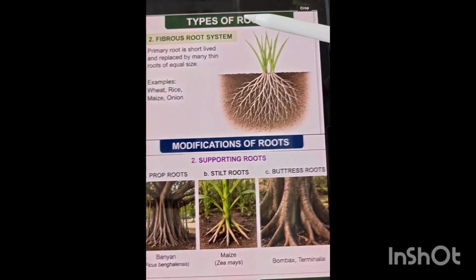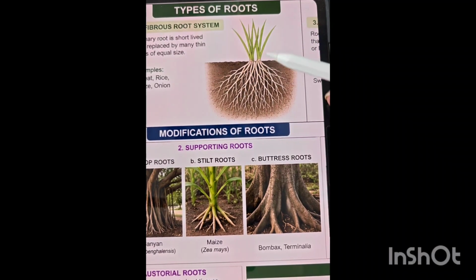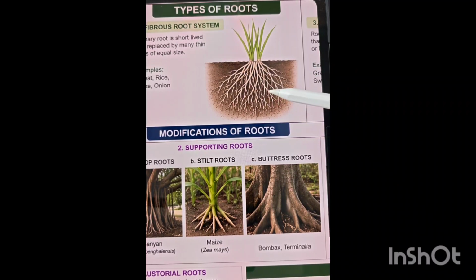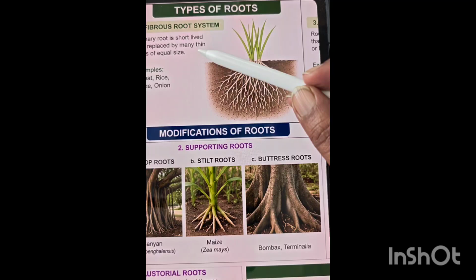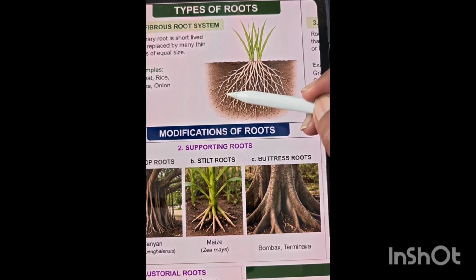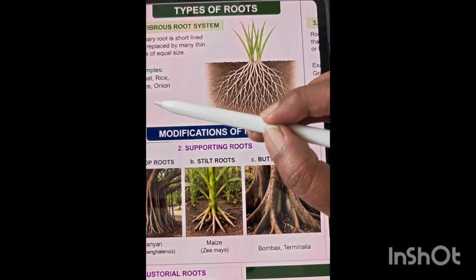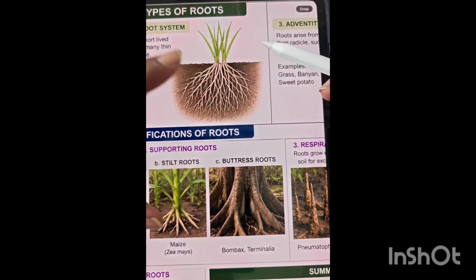The second type of root is the fibrous root system. You will observe a fiber-like, hair-like structure, where the primary root is very short lived and replaced by many thin hair-like roots of equal size. You will find this in wheat, rice, maize and onion. You can say that they are very common in the monocots.